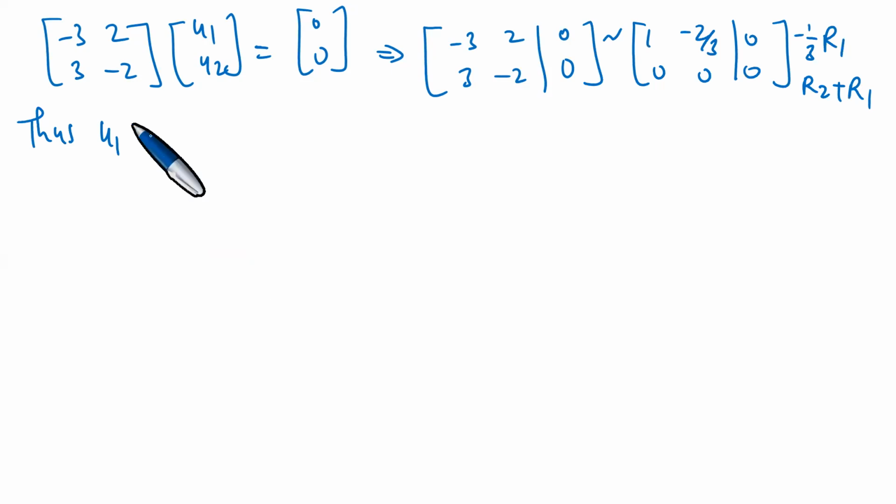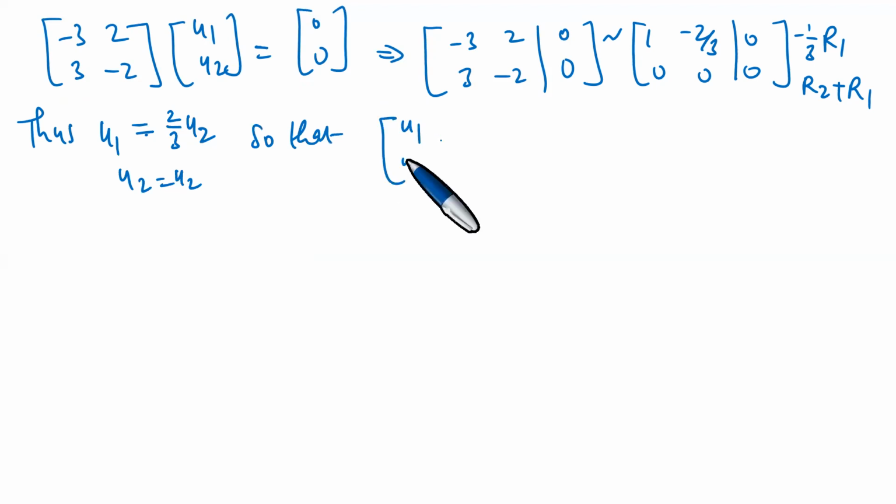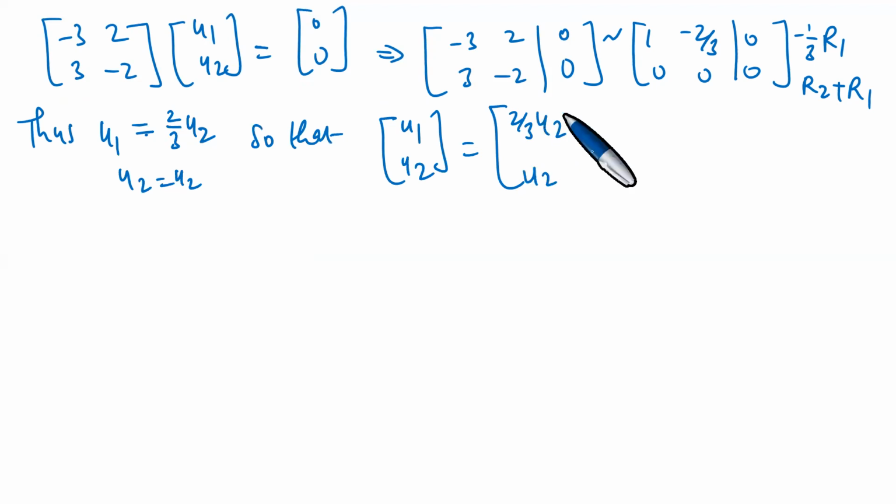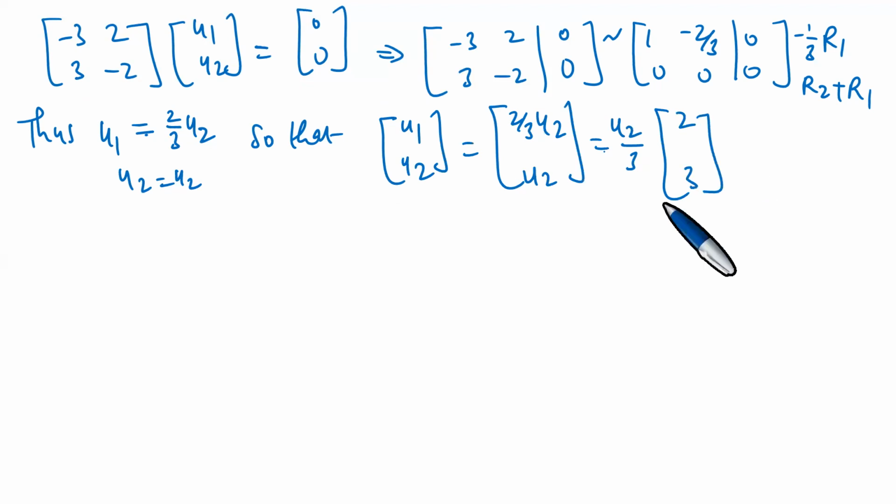U1 is equal to the following. From this, U1 is equal to 2/3 U2. U2 is U2. So that U1, U2, what is U1? It is 2/3 U2, and this is U2. We can pull out the fractions normally. It's popular with the eigenvectors, so that we have a 2 only here, and a 3 here. So when you multiply again by these, the 3 cancels, so it's fine.